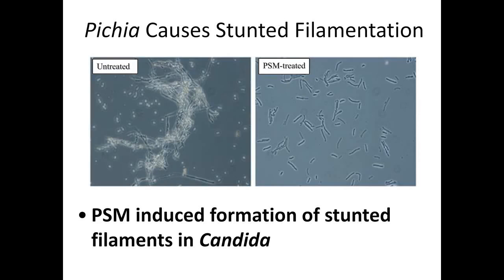test. We looked at the ability of Candida to form hyphae or filaments, or germination, and to see whether Pichia can inhibit that. And you can see that in the untreated you have very nice hyphae, whereas when you have PSM treated, or Pichia supernatant treated, we have stunted growth of hyphae. So really it inhibited the ability of Candida to form hyphae.